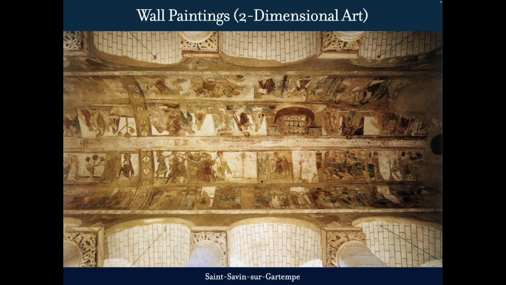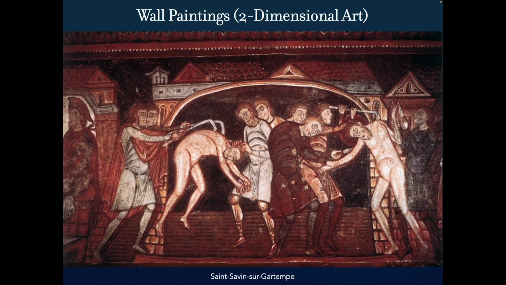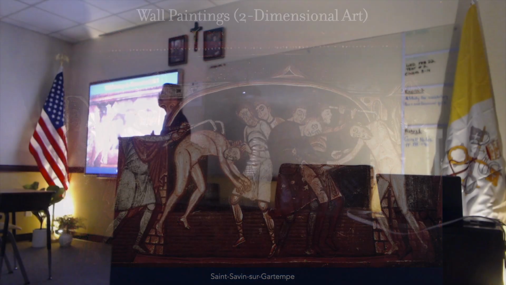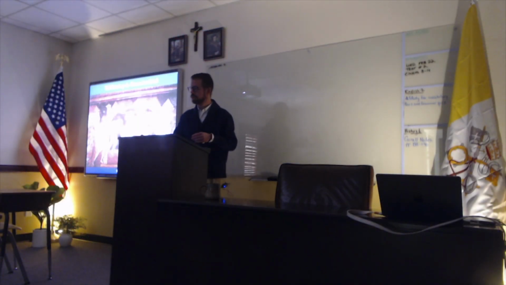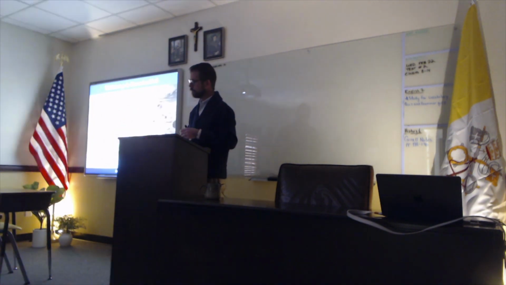Wall paintings, more often than not, were not as complex as this, but we're going to start to see a lot of development in artistic styles. So how would this do? They're being martyred. Why would they put that in a church? Because it was a church dedicated to their martyrdom. So this is just one little section of this painting.